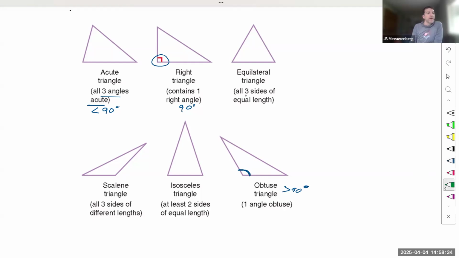Let's go back up here. If all 3 sides of a triangle are equal in length, then it is called an equilateral triangle. Completely opposite of that, if all 3 sides are different lengths, it's called scalene. And if at least 2 sides are of equal length, it's called isosceles. So again, these are terms that you will want to be familiar with. So again, 6 different ways we can classify our triangles.